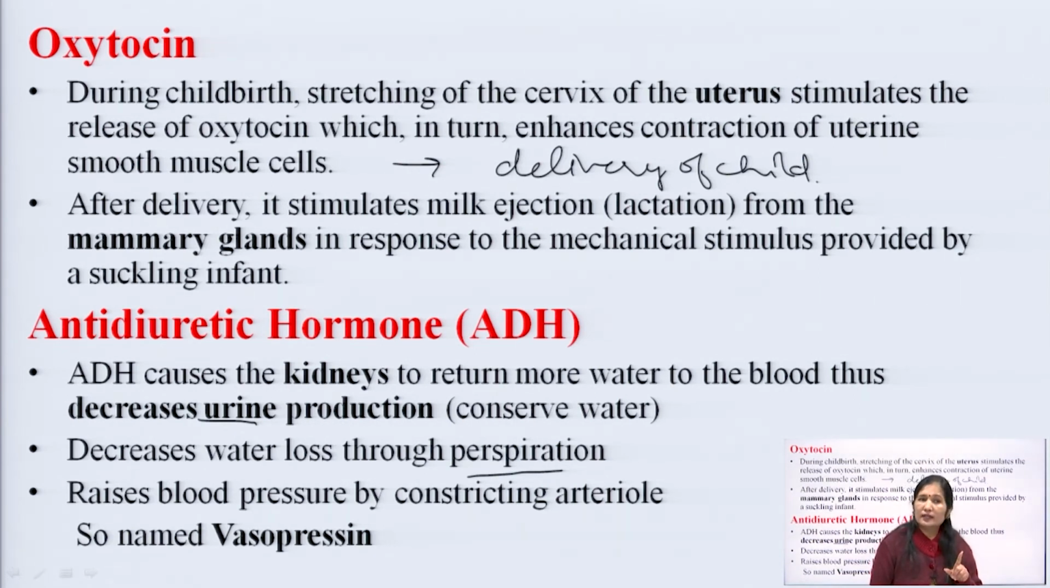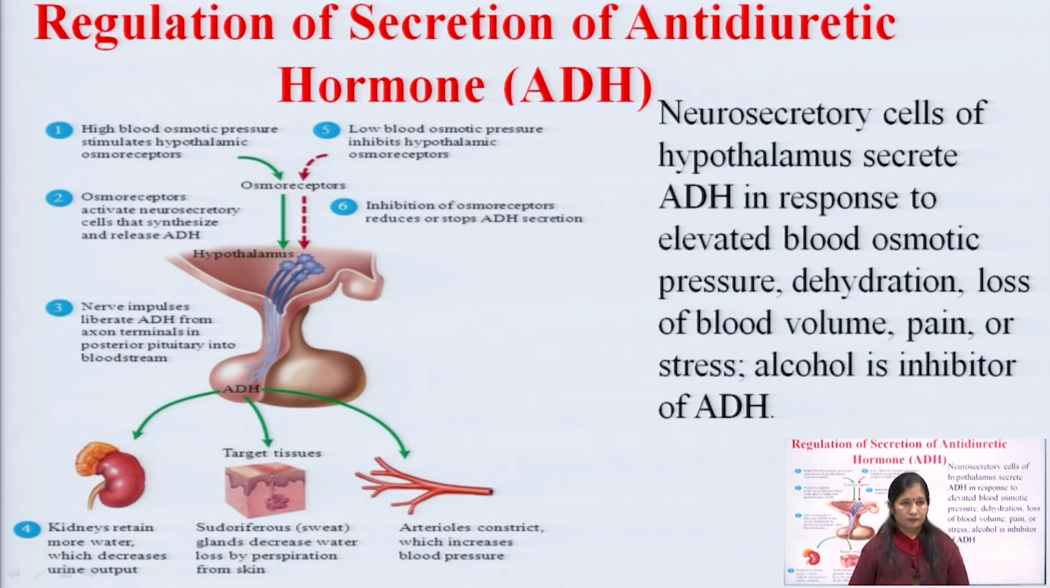It also raises the blood pressure. So, it is known as vasopressin because it causes constriction of the arterioles. So, it increases the blood pressure. So, it is known as vasopressin. Antidiuretic hormone is also known as vasopressin.